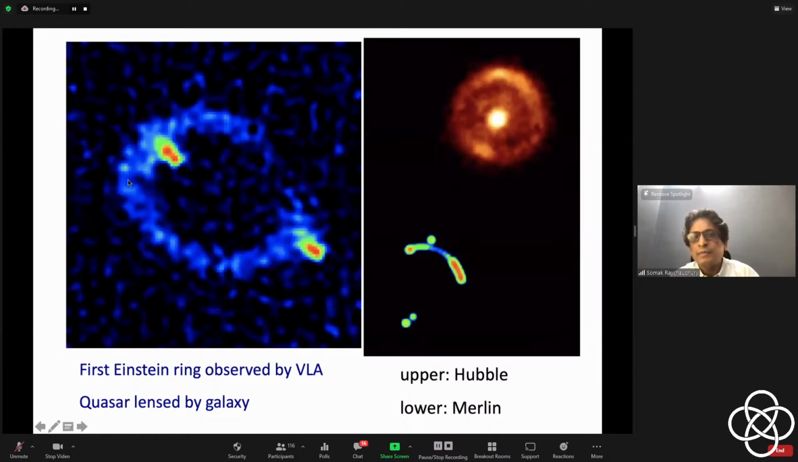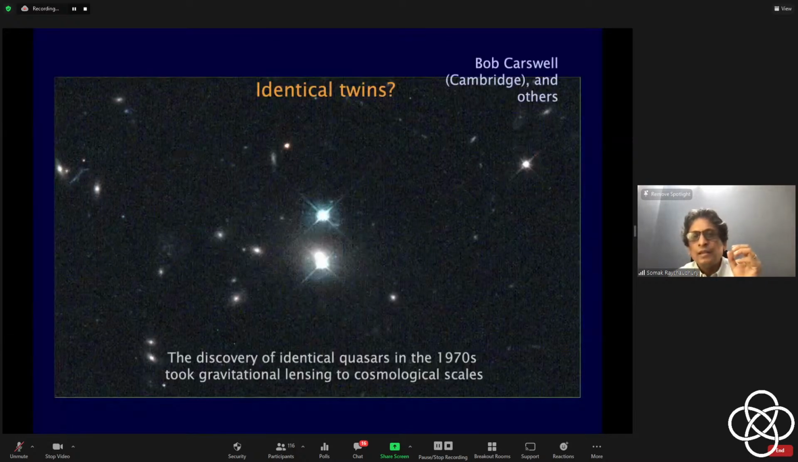For example, you can find them in radio. So this is observed by the VLA. You can find them in optical and things like that. So the first multiple image like this was found by Bob Carswell in the 1970s. It was predicted in the 60s. This is a good example of the first one that was found, which is 0957, and two images found.